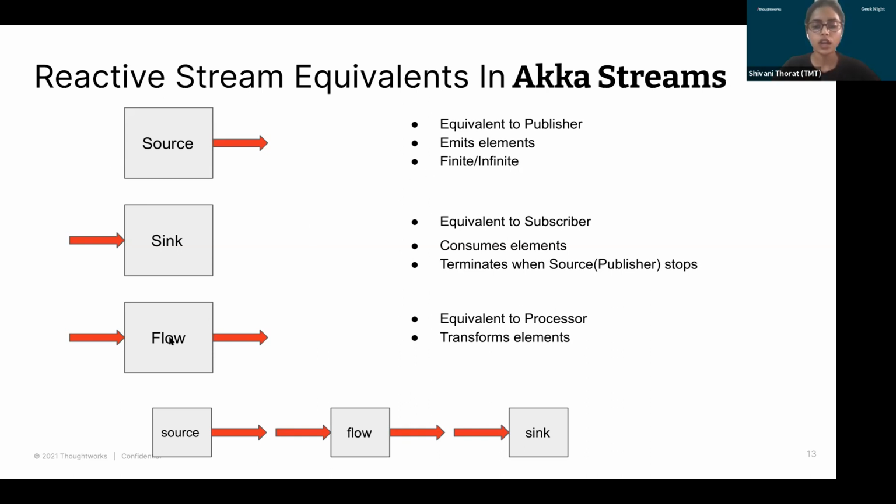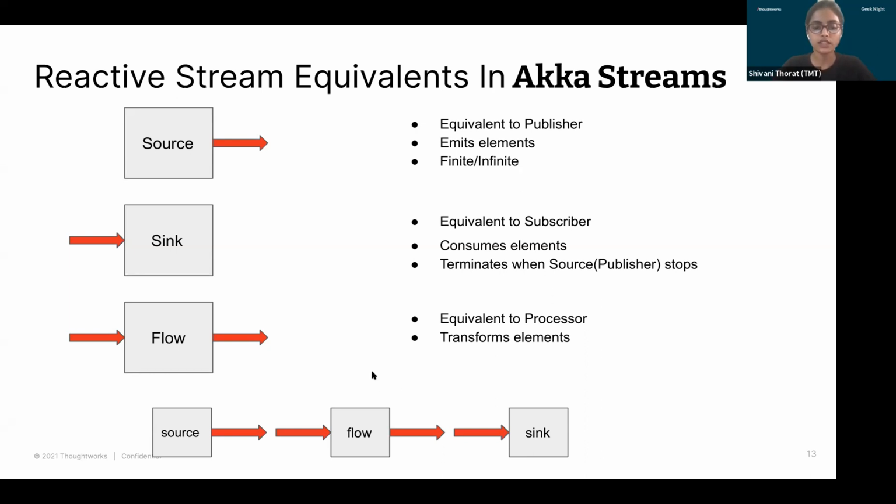Then you have a flow, which is equivalent to the processor in Reactive Streams; it transforms elements. So you have one arrow going inwards and one arrow going outwards. These three components, source, sink and flow, are the core components which you can use to create your stream or graph in Akka Streams. As you see in the diagram below, I have connected the source to a flow to a sink and you get a graph.